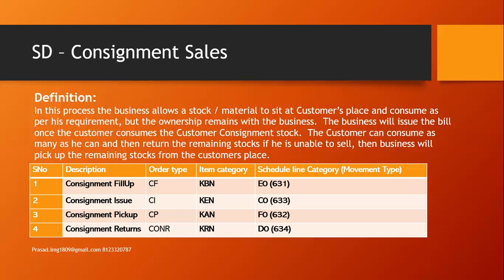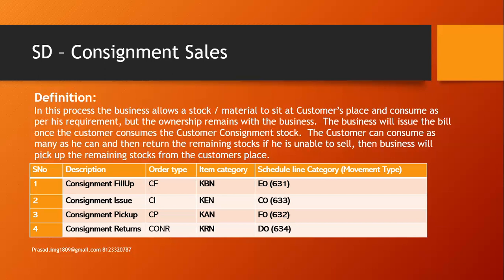So in this process, there are four document types involved in consignment sales. One is consignment fill up, where we first do the stock fill up with the customer with the document type CF. The item category is KBN, the schedule line category is E0, and the movement type is 631. Consignment issue: the order type is CI, the item category is KEN, schedule line category C0, and movement type is 633.